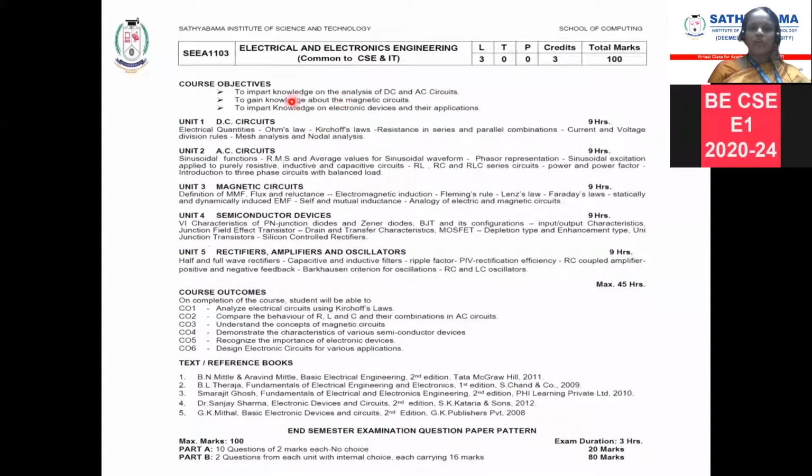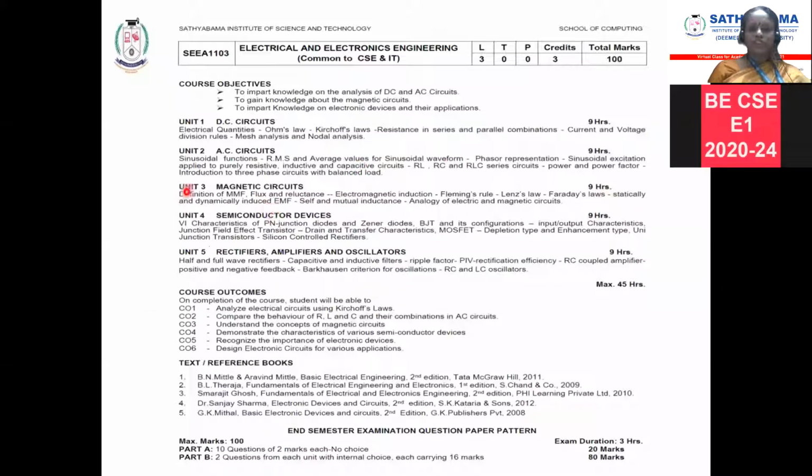I hope you have all learned about DC circuits and AC circuits, and you know how to solve the circuits. So we have completed the first course objective of your course. The second course objective is to gain knowledge about magnetic circuits. That is your unit 3. In the entire unit 3, you are going to learn about magnetic circuits.